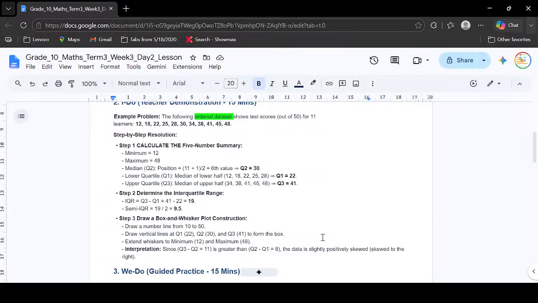Okay, can you just tell me what are we doing today? So today we are determining the interquartile range and then we are drawing the box and whisker diagram. Remember you guys, grade 10, yesterday we dealt with the 5-number summary. So that means today we are continuing from the 5-number summary that we did yesterday.